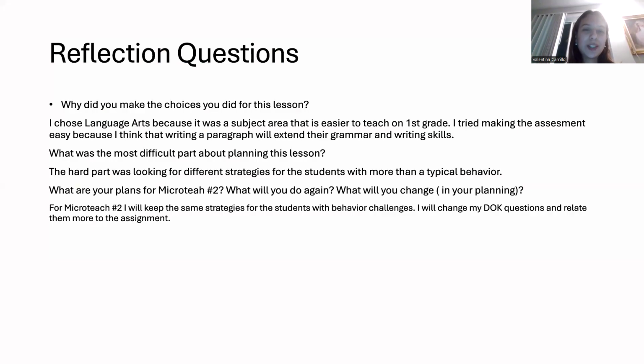Okay, so my reflection questions. Why did you make the choices you did for this lesson? I chose language arts because it was a subject that is easier to teach in first grade, and it was a subject that was easy according to the book I chose. I tried making the assessments easy because I think that writing a paragraph will extend their grammar and writing skills.